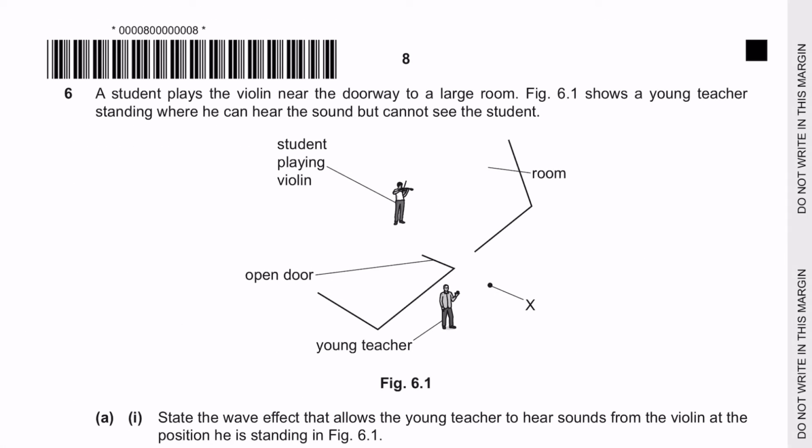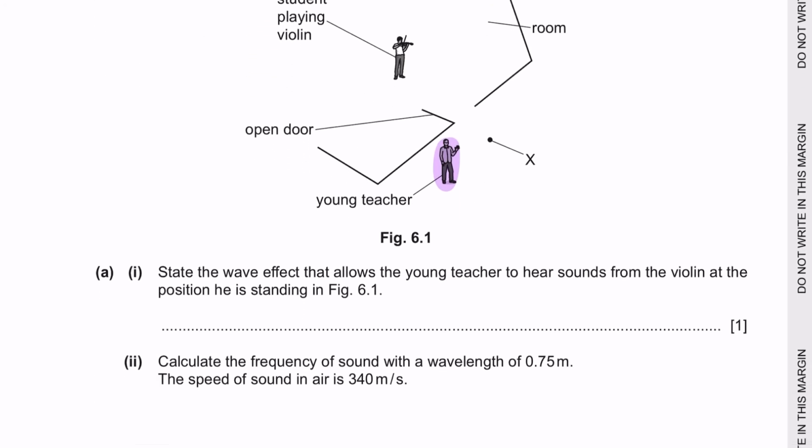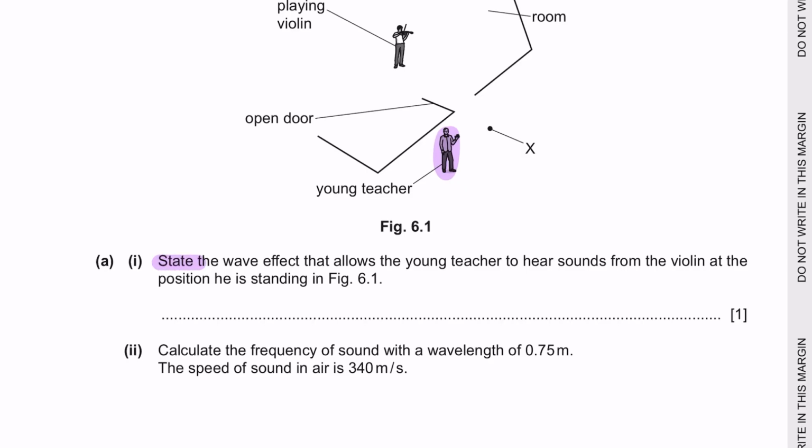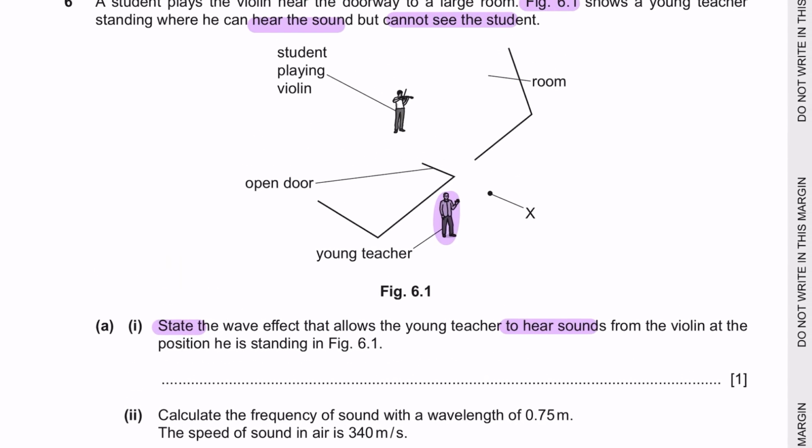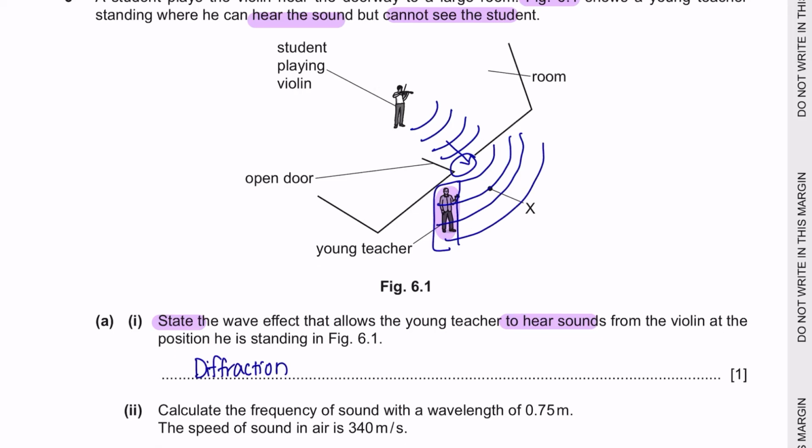Question 6. A student plays the violin near the doorway to a large room. Figure 6.1 shows a young teacher standing where he can hear the sound but cannot see the student, which is over here. Question A, Part 1. State the wave effect that allows the young teacher to hear the sounds from the violin at the position he is standing in Figure 6.1. Sound wave is a longitudinal wave. As it travels through a gap, the wave will diffract. And that's how it reaches the teacher who is standing in this position. So the effect is diffraction.